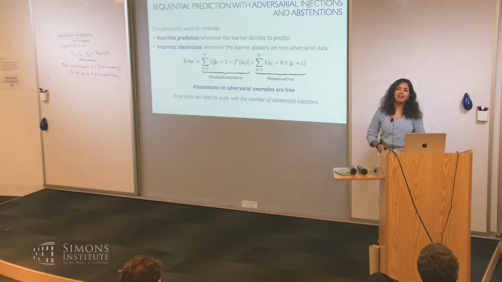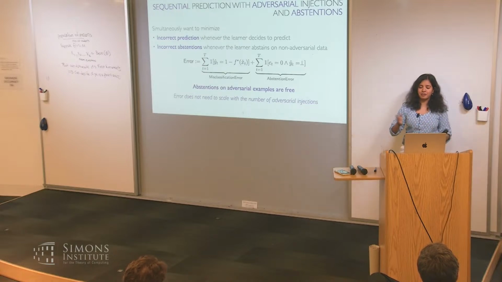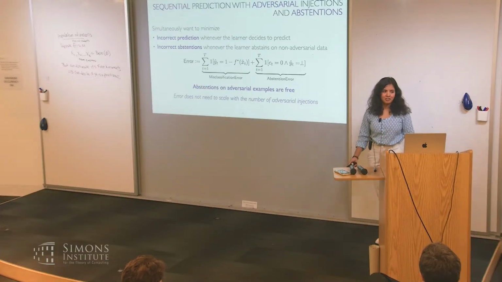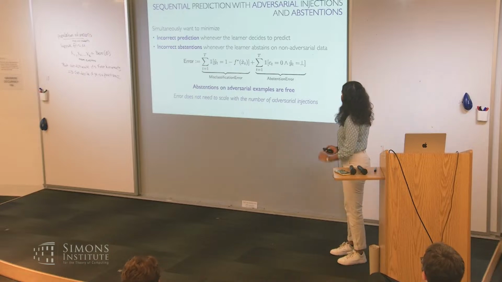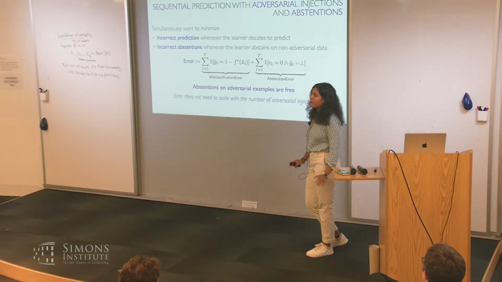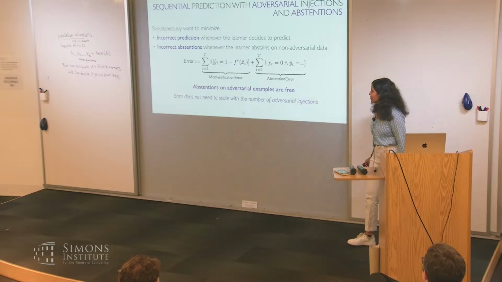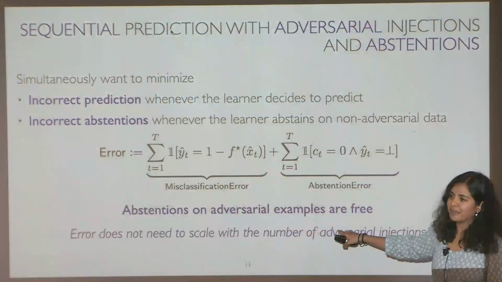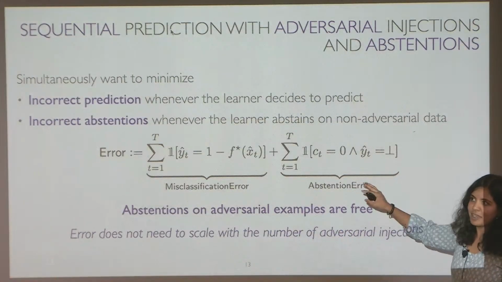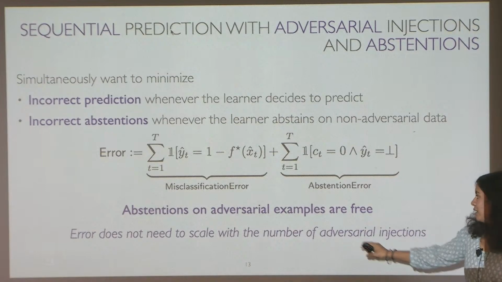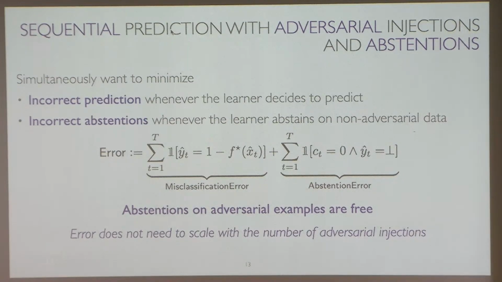And the model here is, if you're thinking about the medical setup, the adversary can't control all the patients that are coming. Once in a while, some patient out of distribution shows up, but it can't change the underlying distribution. This is why I don't need to assume a bound on the number of adversarial corruptions, because technically abstentions on adversarial examples are free. If the entire stream was adversarial, I could abstain on everything, and that's okay. So the error does not need to scale with the number of adversarial injections, which is nice.